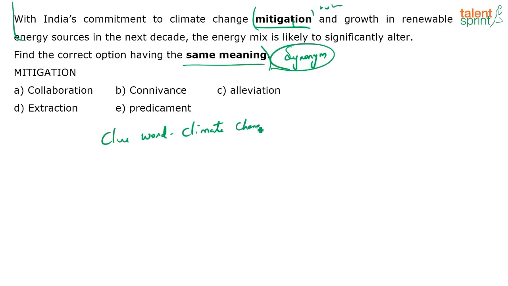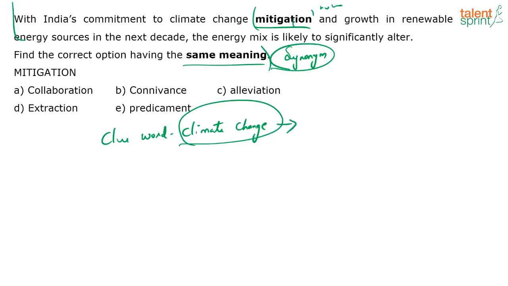Okay? Now, with respect to climate change, since I have arrived at this clue word, remember the previous one, we said power can be diffused. So, with climate change, I have to choose one of the options which will give me a logical connect. Okay? Now, let's look at our options. Option A, collaboration. Option B, connivance. Option C, alleviation. Option D, extraction. Option E, predicament. Our clue word is climate change.